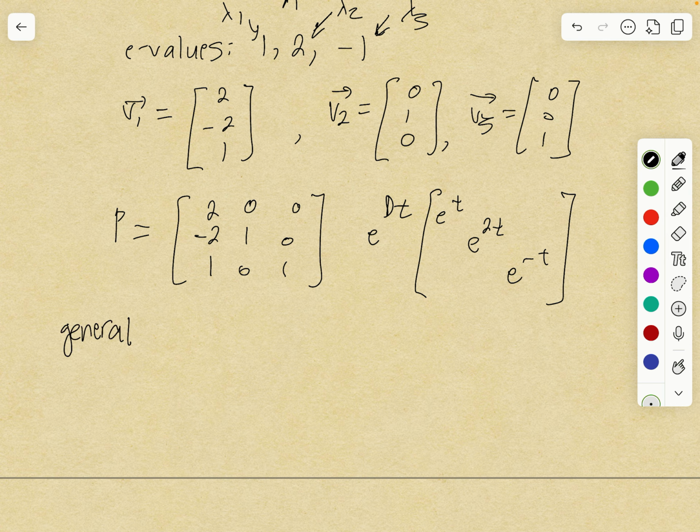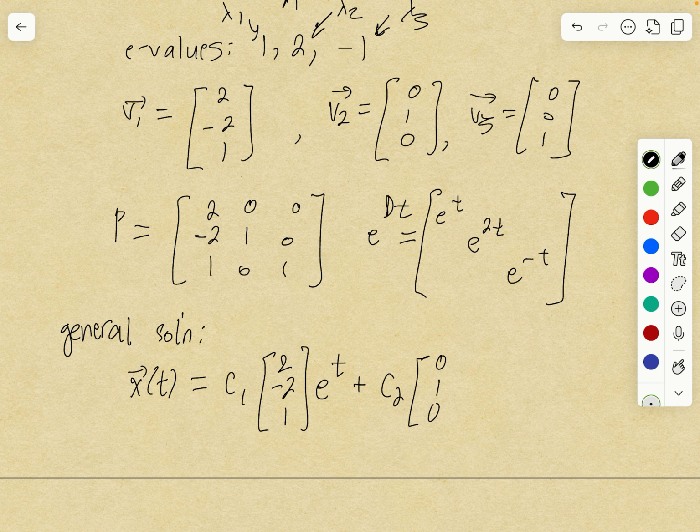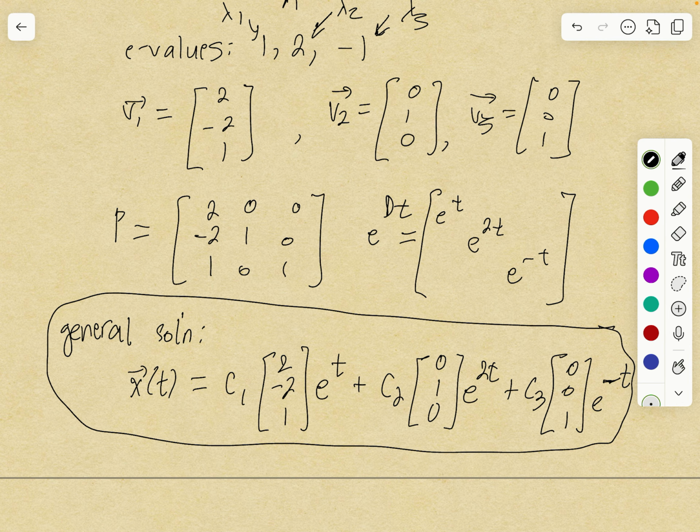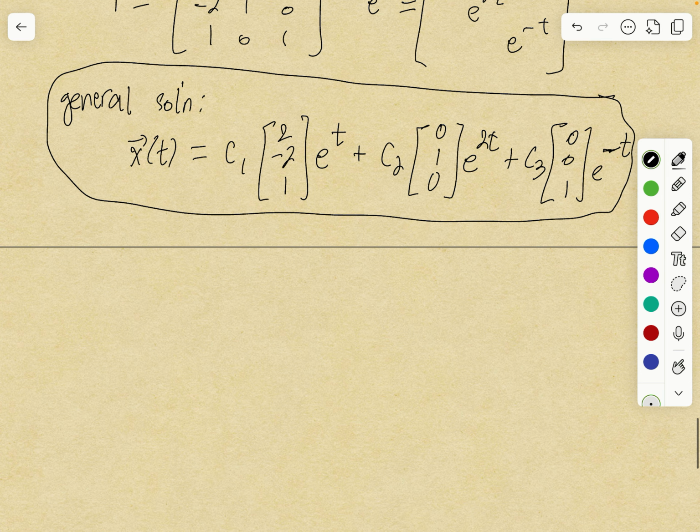So my general solution is x of t equals c1 times this vector times e to the t plus c2 times the second vector times e to the 2t plus c3 times the third vector times e to the minus t. And notice that, by the way, this is equal to P e to the Dt times c1, c2, c3.